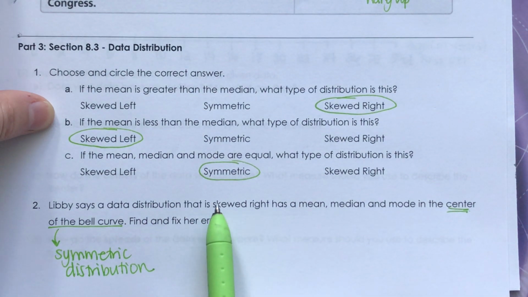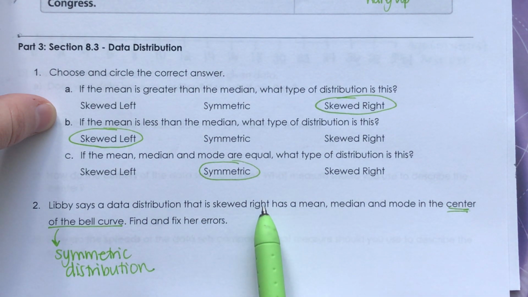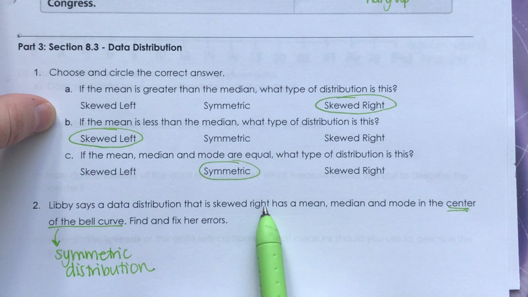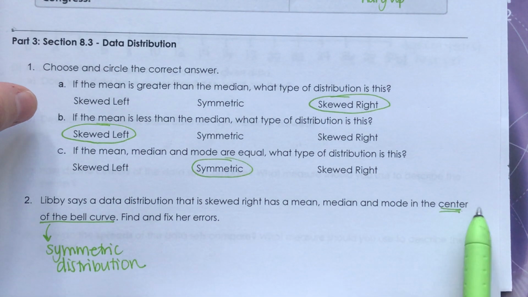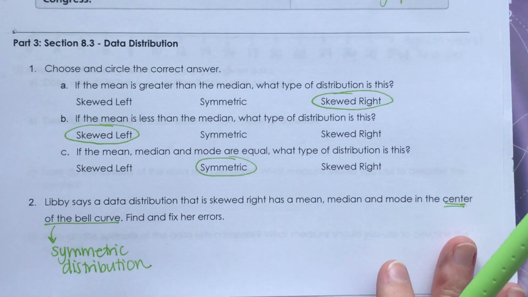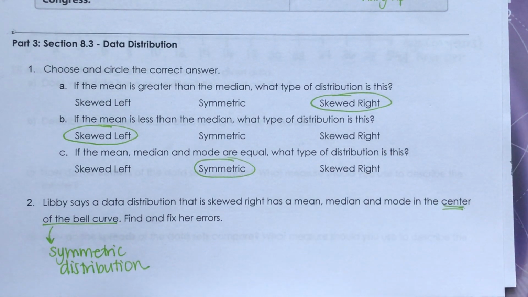Okay, if it is skewed right, then that means that the mean is greater than the median. So the only time that all three of them are exactly the same is if it is a symmetric or normal distribution. Okay.